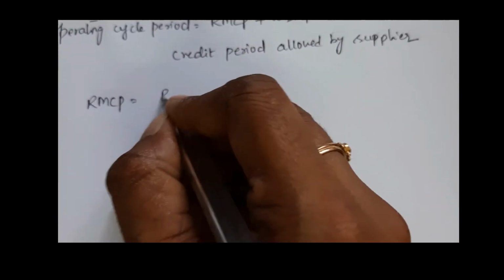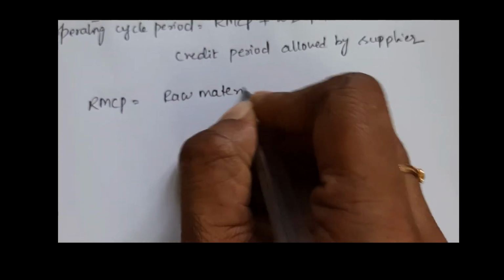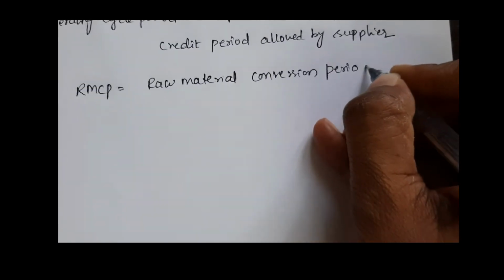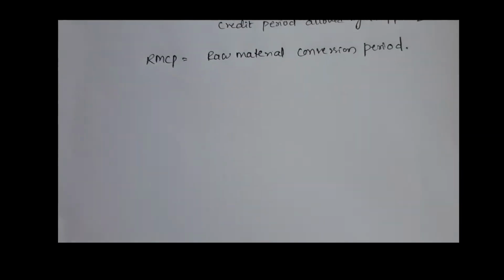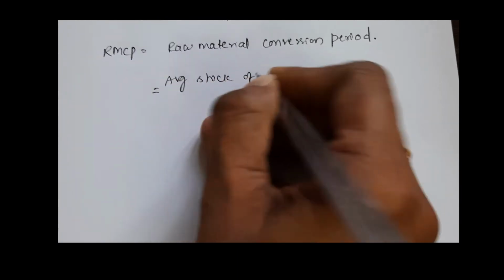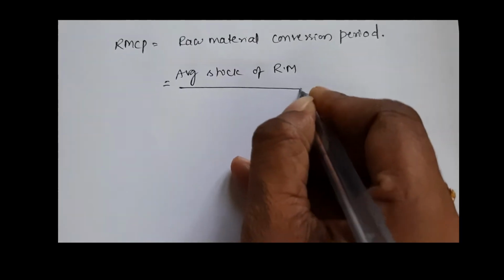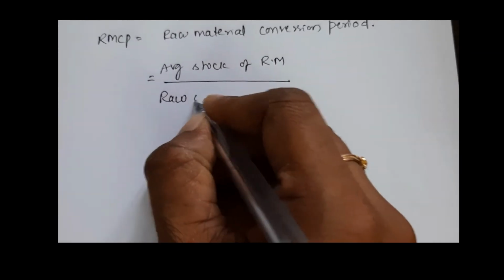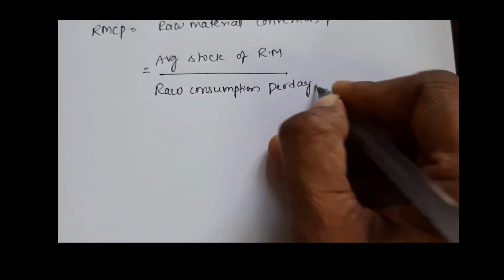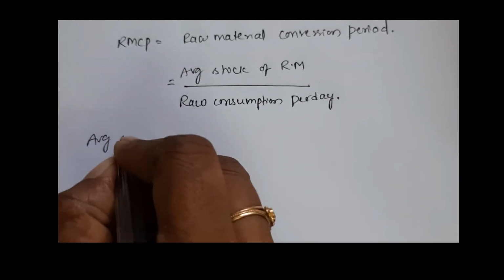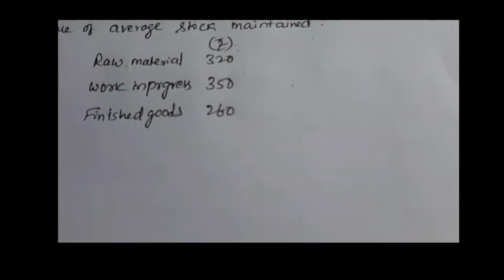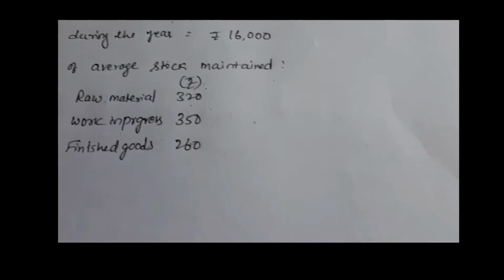RMCP represents raw material conversion period, and the formula is average stock of raw material divided by raw material consumption per day. Average stock of raw material is already given, which is rupees 320.